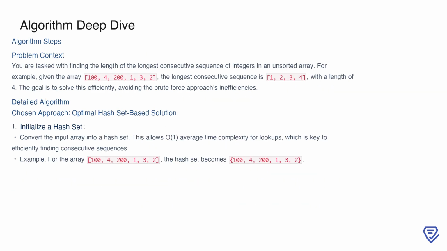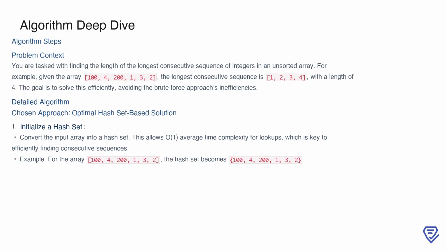To solve the problem of finding the length of the longest consecutive sequence in an unsorted array, we aim for an efficient approach rather than brute force. Imagine an input array like 100, 4, 200, 1, 3, 2. The longest consecutive sequence here is 1, 2, 3, 4, with a length of 4. To achieve this efficiently, we use a hash set-based solution.